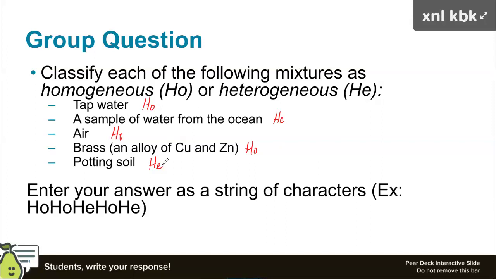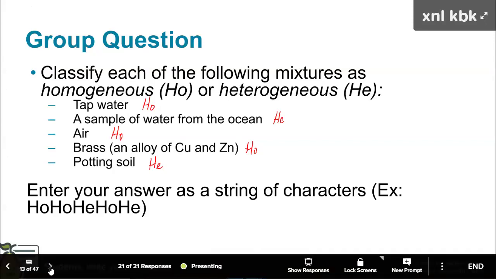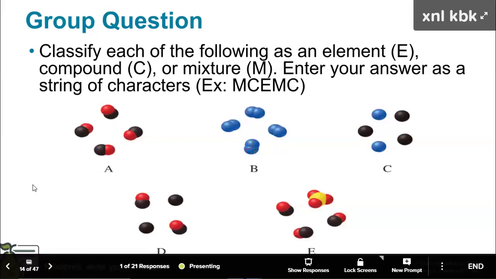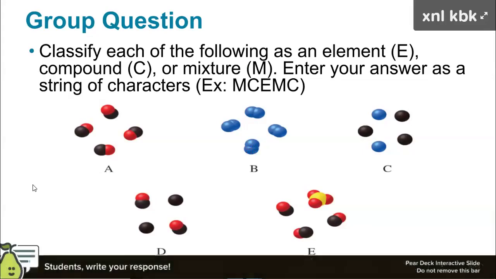Right. Any questions with this grouping? All right, let's take a look at another. Five different substances here. Classify them as either element, compound, or mixture. And again, just make a string of characters.